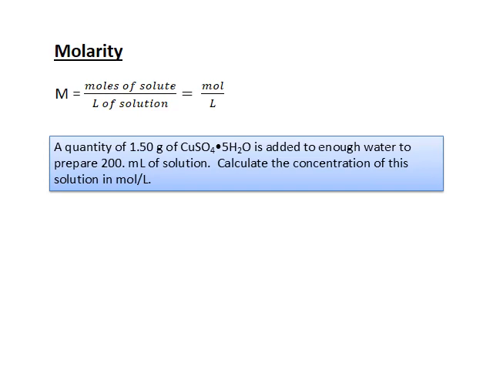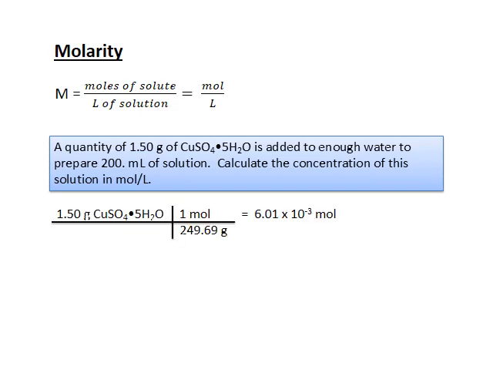I've got 1.5 grams of copper sulfate pentahydrate, and I'm dissolving it in enough water to prepare 200 milliliters of solution. So I need to calculate the concentration of this solution in moles per liter. So I've got grams of that copper sulfate pentahydrate, so I need to turn that into moles. So that's what I did here first. So 1.5 grams, and the molar mass that I calculated was 249.69 grams per mole.